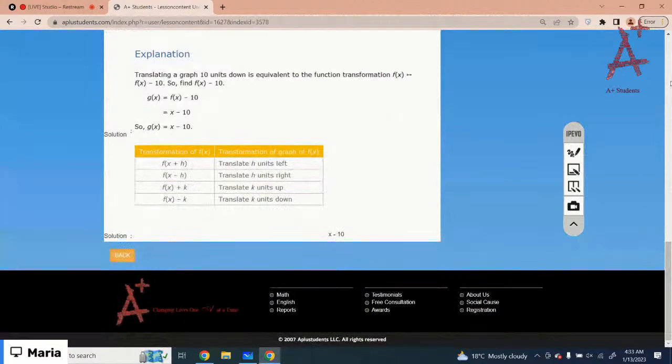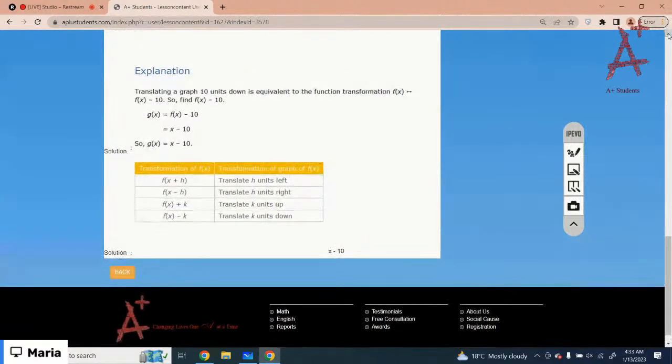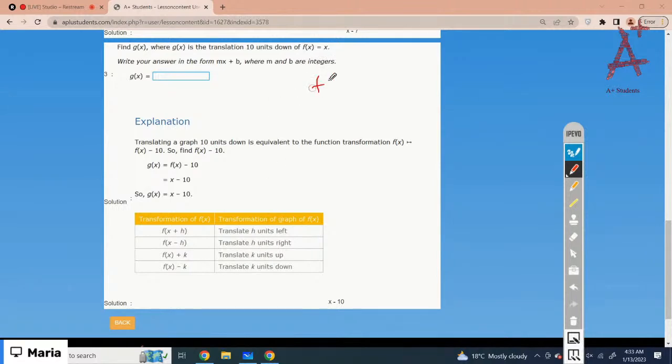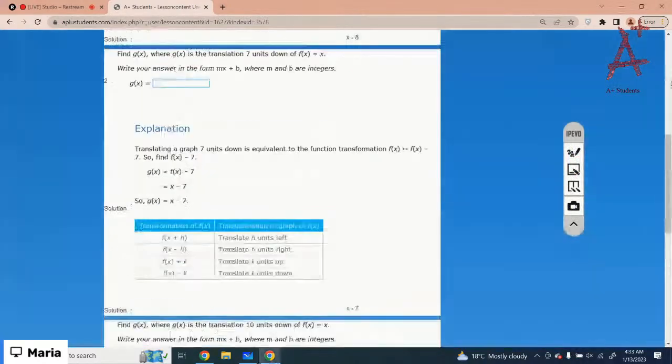Okay, the next one is: find g of x where g of x is the translation 10 units down of f of x equals x. Got it? So down again, you have to do f of x minus k. Got it? f of x is x and k is 10, so it would be x minus 10. Got it? Let's just start with the practice questions.